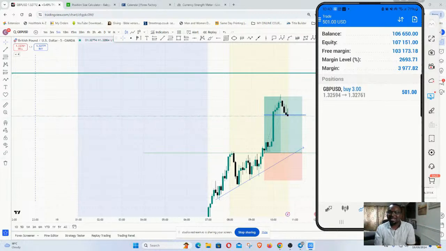I'm trading. I'm showing you live. I didn't filter anything. So this is a live trade. This is how you should be trading. I'm out of the market based on partials.